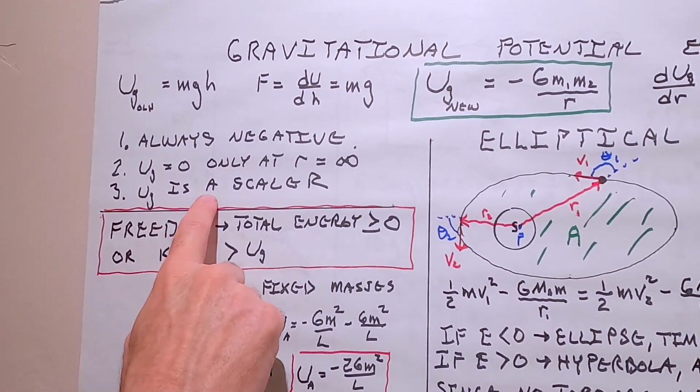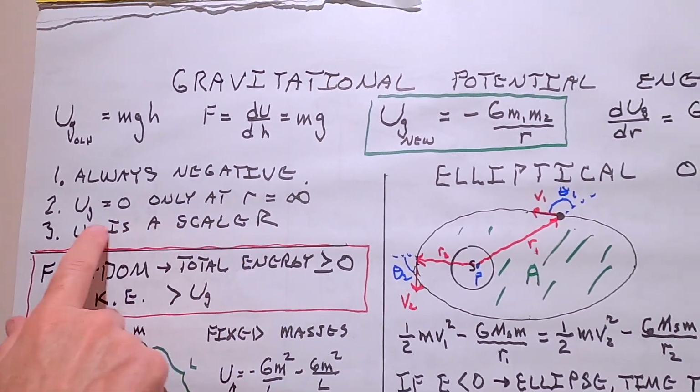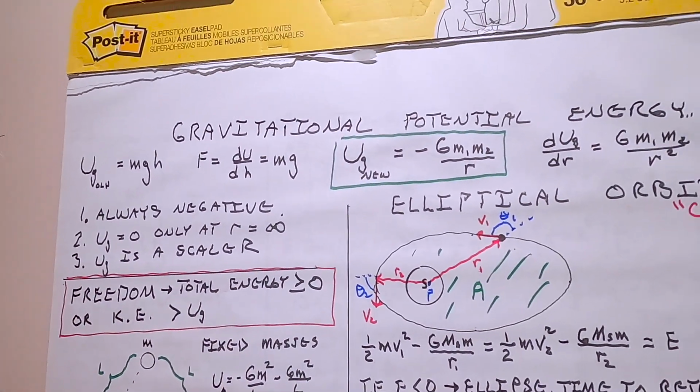Remember, U due to gravity is also a scalar. It's not like the forces right here, so we don't have to break it into its components or anything like that.